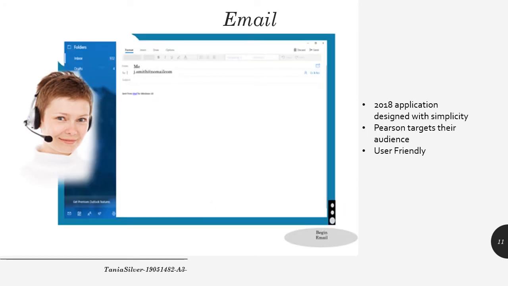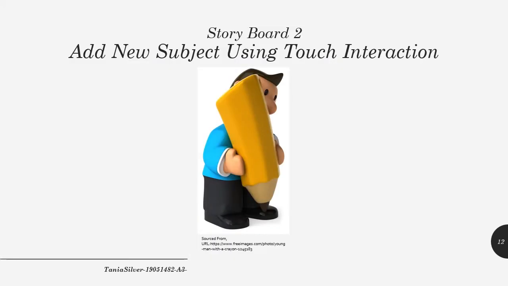Once directed to the new email page, a user is able to begin verbally inserting information that the design will insert for them. The steps of this stage have been limited and the user has been able to navigate with ease. Our second storyboard sees a user accessing Pearson Informal Learning, adding a new subject using touch interaction.